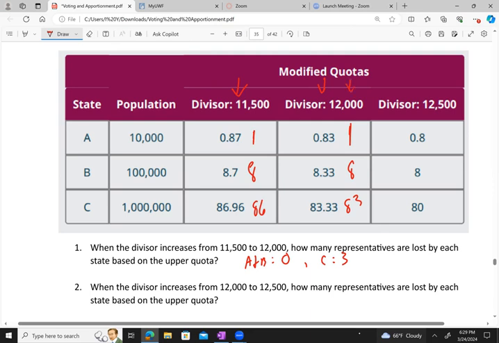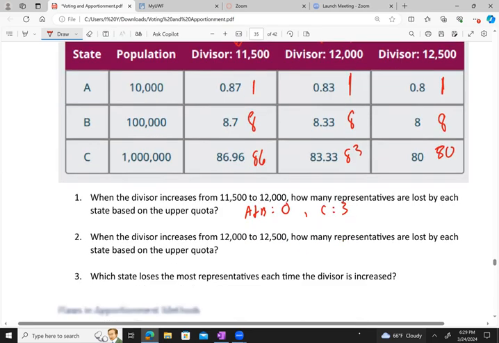Now going from 12,000 to 12,500, this would still be 1, this would still be 8, and this would be 80. So the answer is the same. A and B lower by 0, and C lowers by 3. And of course, which state loses the most representatives? State C.